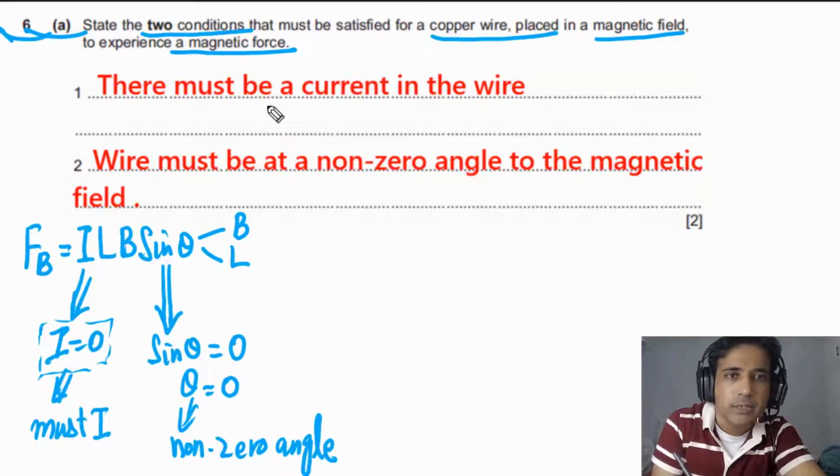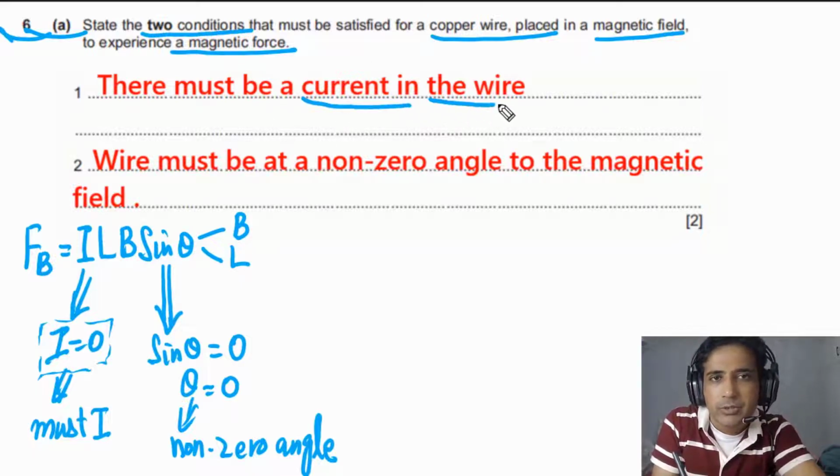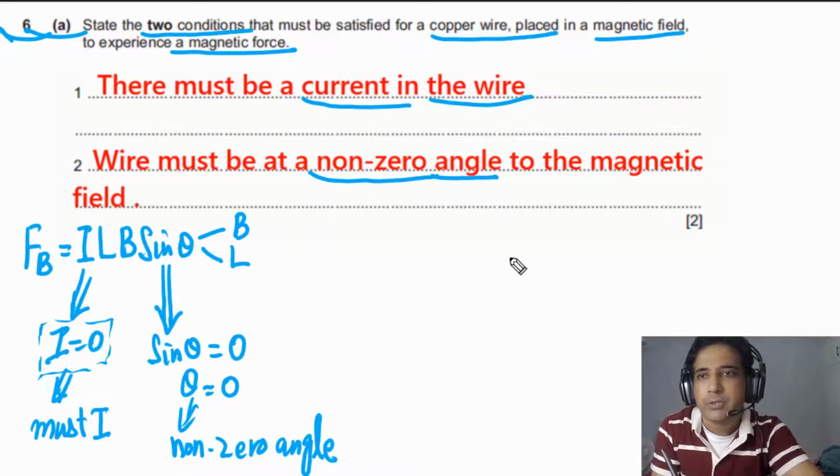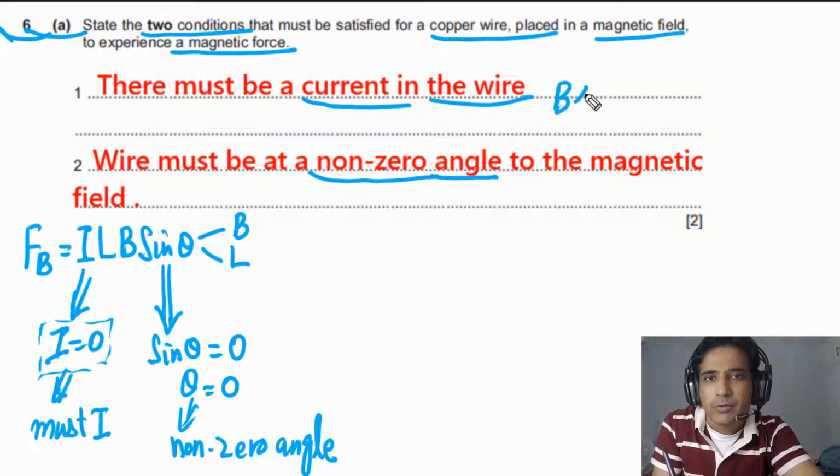First point you can say there must be a current in the wire, and the second point you can say the wire must be at a non-zero angle to the magnetic field, because theta is the angle between B and L. If you mention these points, you will get 2 marks. You will get 2 B marks.